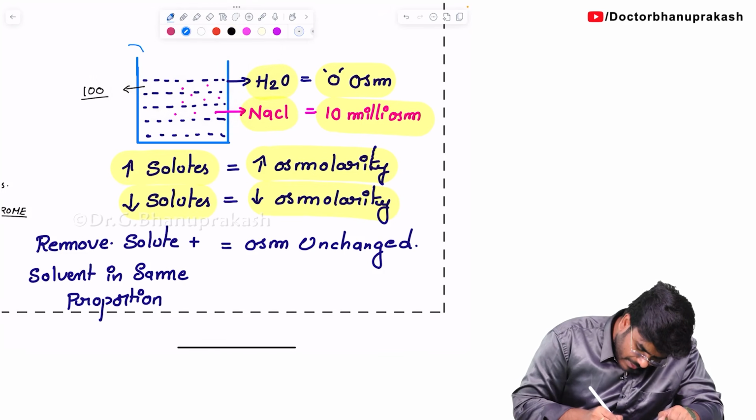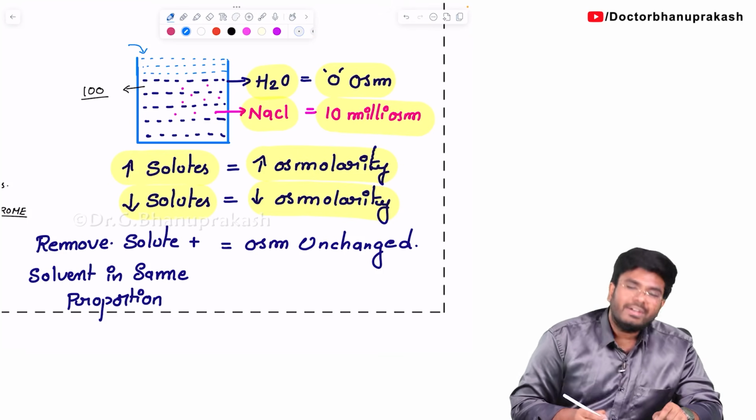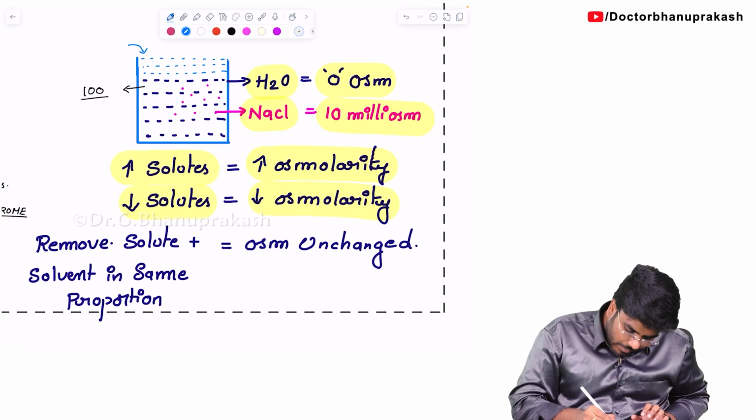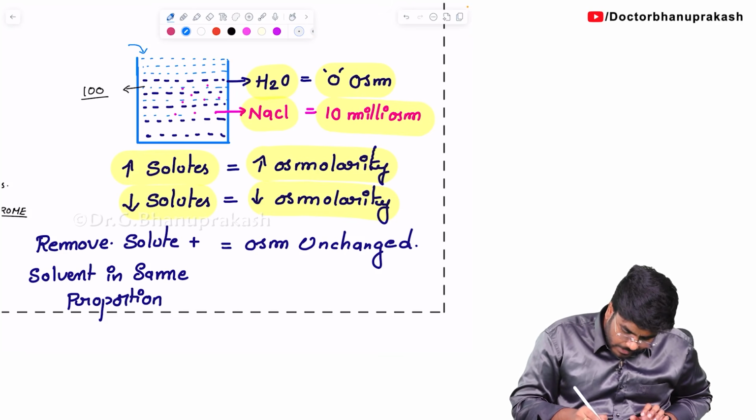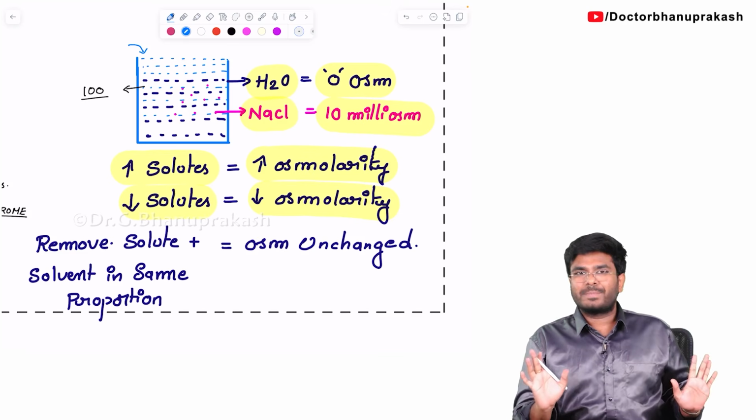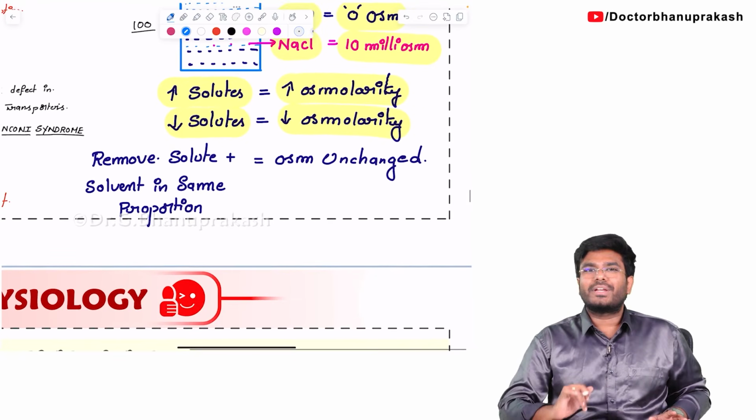Now I am adding water molecules, only water molecules. What do you think will happen to the osmolarity? Now osmolarity will decrease because the ion concentration will decrease, right? So if you add only water, more the water, what will happen to the osmolarity? Osmolarity decreases. More the ions, osmolarity increases. Done? Clear.